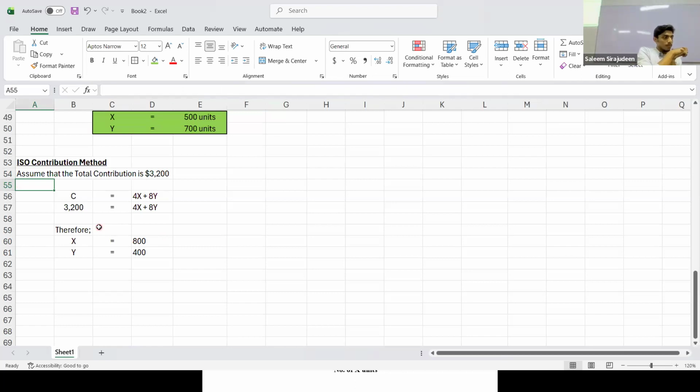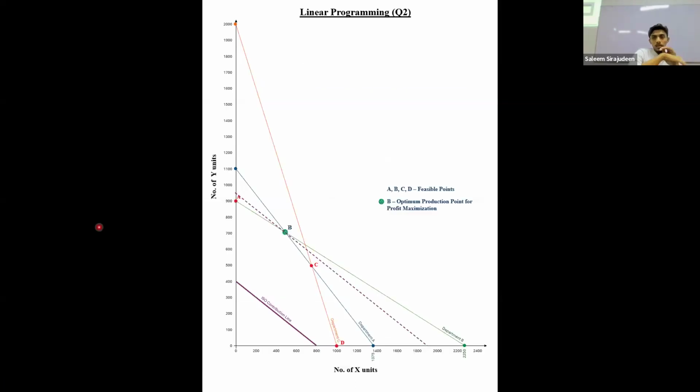then the ISO contribution line should be moved towards the right side, while maintaining the same gradient. Full stop, continue.